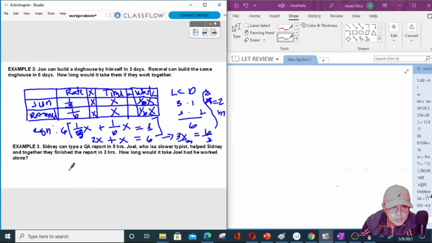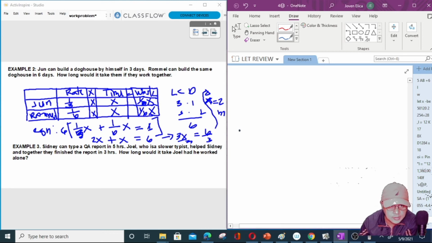Okay. So number 3. It's very easy. Sydney can type a QA report in 5 hours. Joel, who is a slower typist, helped Sydney, and together they finished the report in 3 hours. How long would it take Joel had he worked alone?